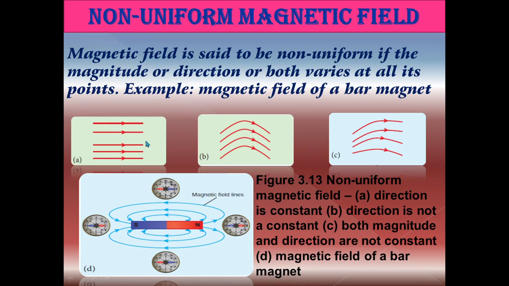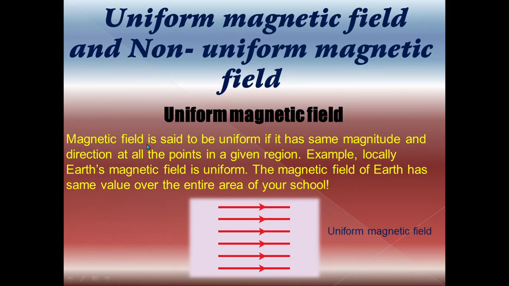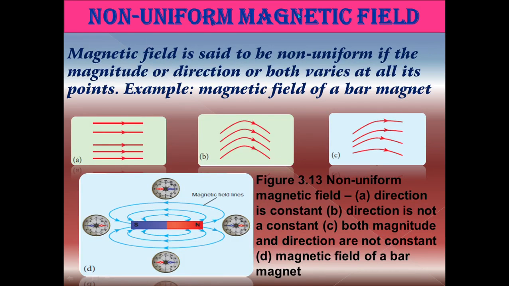In diagram A, the direction is constant. Diagram B shows the direction is not constant. In the third diagram, both the magnitude and the direction are not constant, so this diagram indicates the magnetic field of a bar magnet. Once again, to repeat the definition: a magnetic field is said to be uniform if it has the same magnitude and direction at all points in a given region. A non-uniform magnetic field is one where the magnitude or direction or both vary at its points.